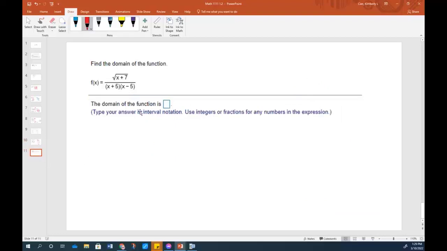Okay, and then this is about as ugly as they can get, because if you look at this, I have a denominator, but then I also have a square root. So I'm going to have to take care of both things and figure out what that means before I can do my answer. So first of all, let's deal with the square root. X plus 7 is underneath that square root. So like on the one we just did, it would have to be greater than or equal to 0, which means x would have to be greater than or equal to -7.